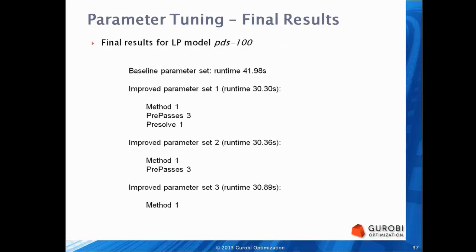And then here is the final result for the LP model PDS 100. The baseline takes about 42 seconds, and with the improved setting you can see method equal to 1, it takes slightly more than 30 seconds. Then you remove some presolve, be a little more aggressive on presolve, and the time increases a little bit, and you remove more, and it increases a little bit more. You can see here mainly method equal to 1 matters. That means using dual simplex.